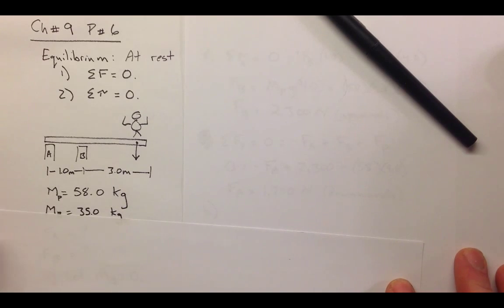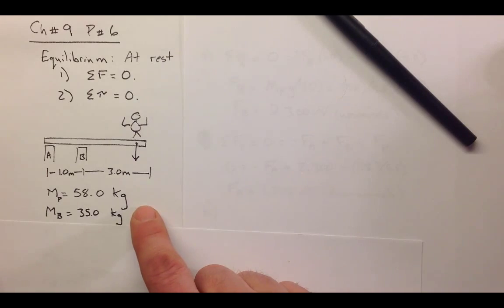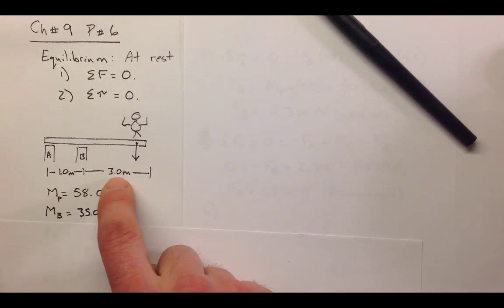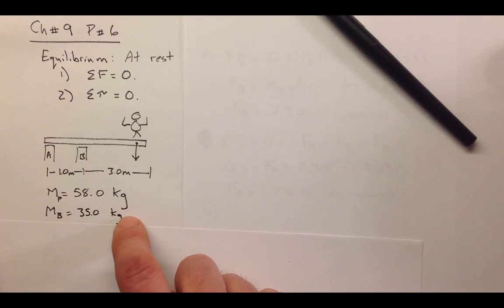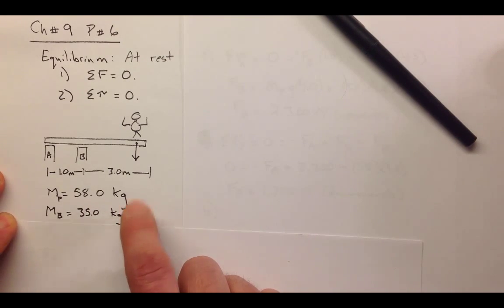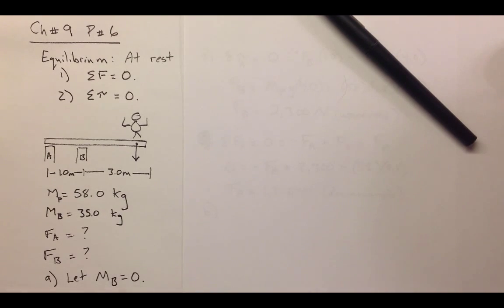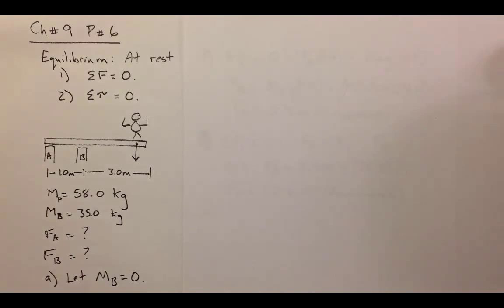So I've got my picture drawn here. I know that the mass of the person there is 58 kilograms. I know my distances here, 3 meters and 1 meter. I know the mass of the board. Now, in part A of this problem, it says ignore the mass of the board. In part B, you're going to take that into account. And then it says, what is force A and force B?